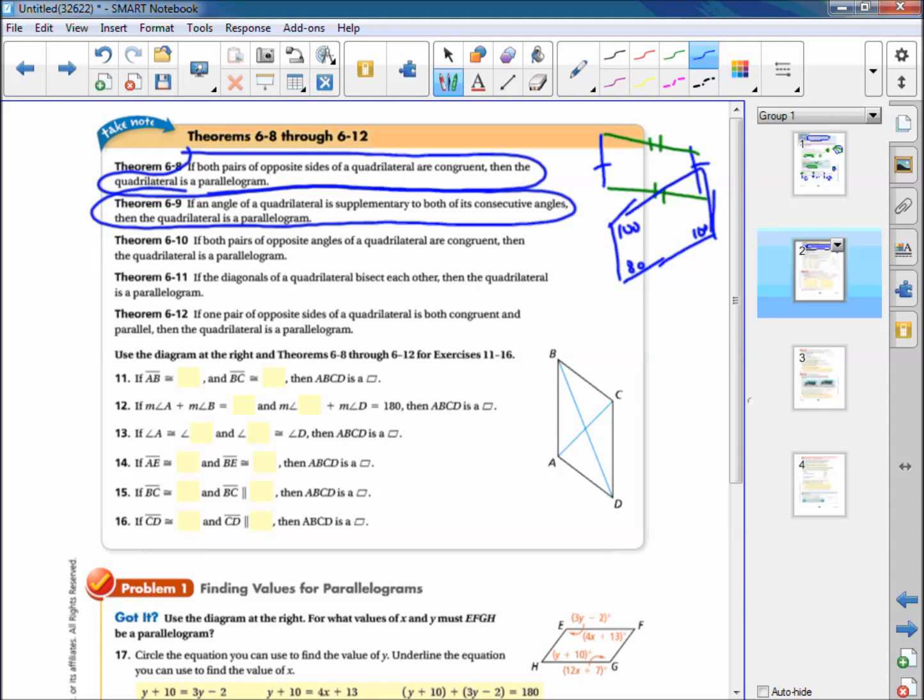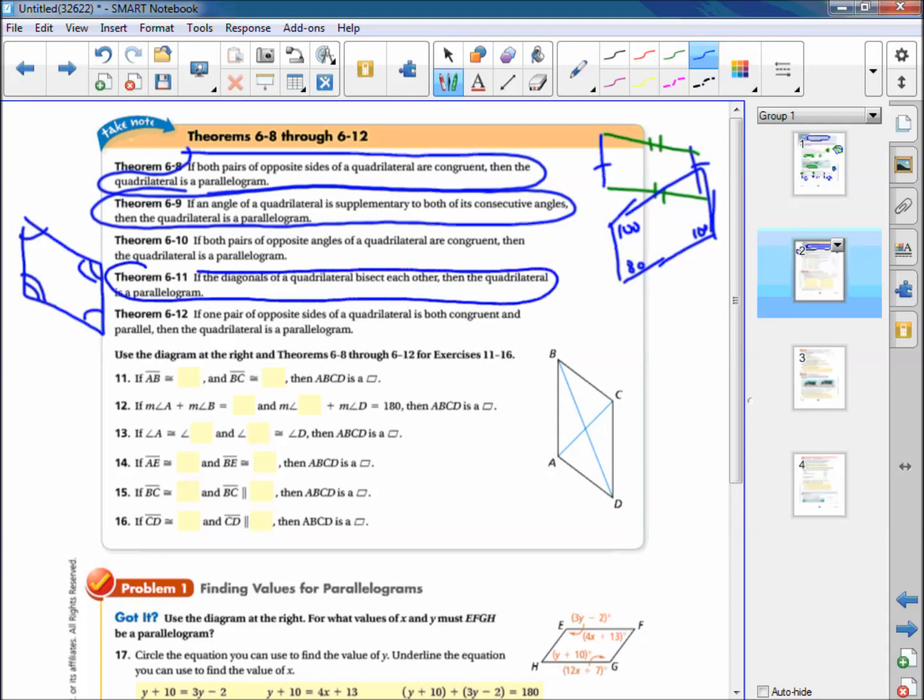All right. Theorem 6-10 says if both pairs of opposite angles of a quadrilateral are congruent, then you're going to get a parallelogram again. So we'll draw something like this. This angle and this angle have to be the same. And if this angle and this angle are the same, we're always going to have a parallelogram. Okay. So if you have a quadrilateral and the diagonals bisect each other, you're going to get a parallelogram. So here's a quadrilateral. If these two bisect, you're going to have a parallelogram.